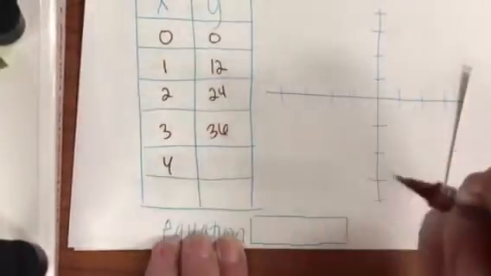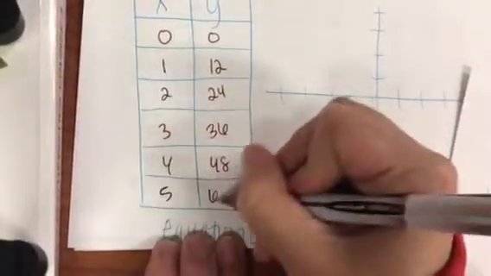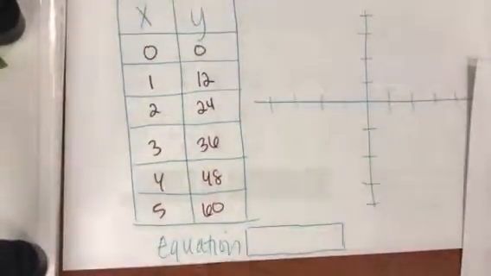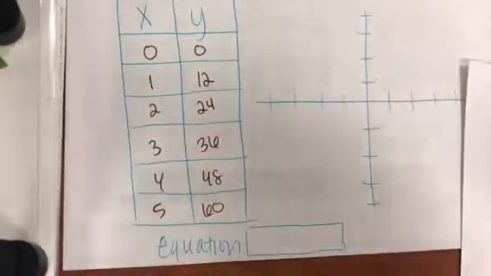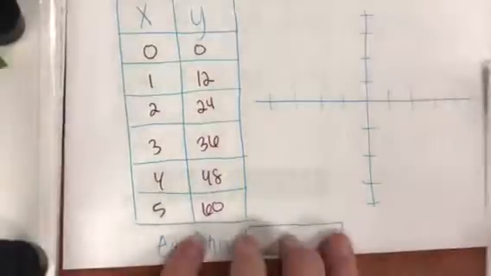And then after 4 days? 48. And 5 days? 60. Cool. So we just created the table. It currently still does not have 75. Thanks for making that table to not have 75 because that makes it even better.